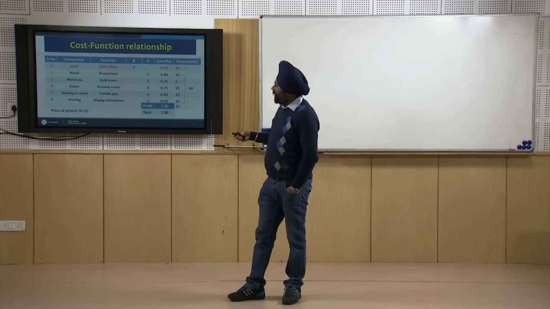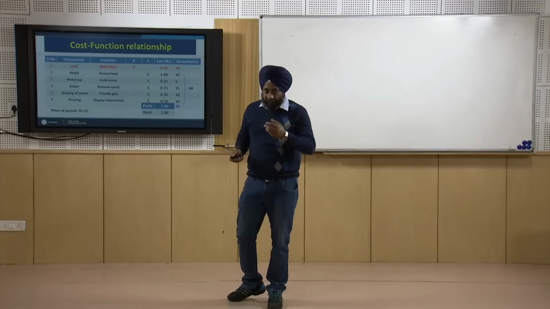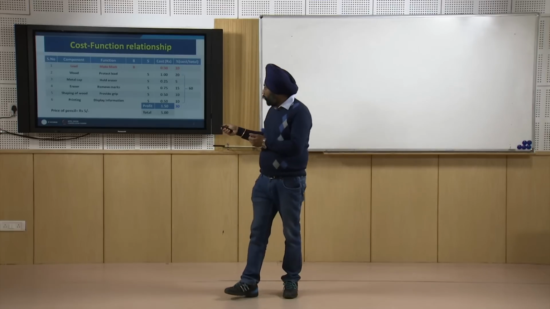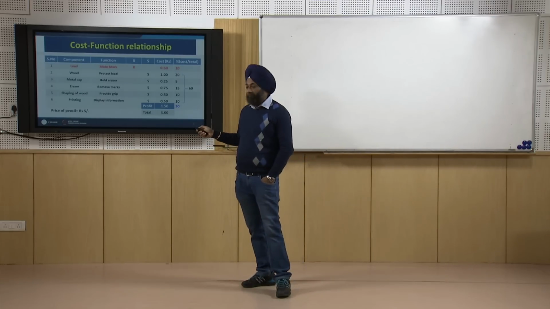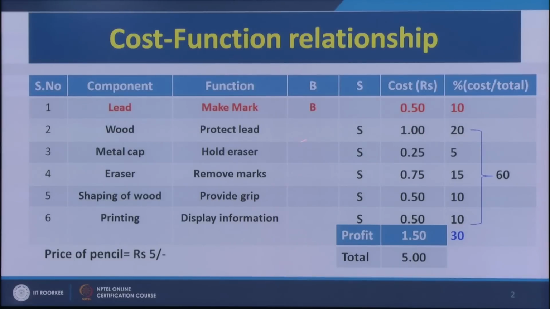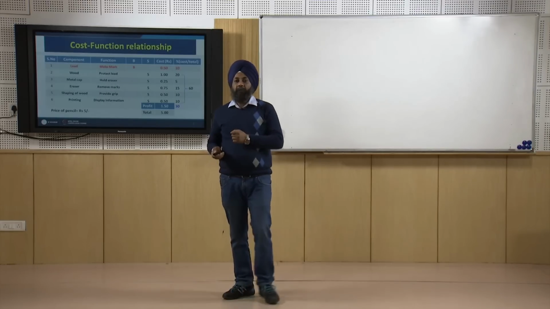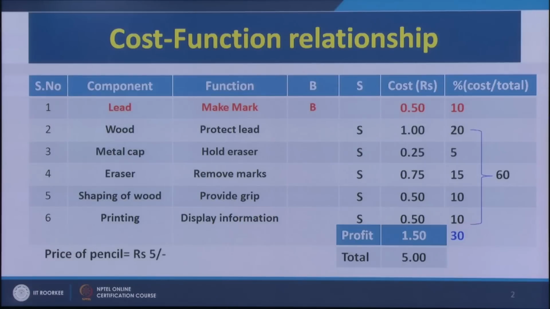So here you can see, even for the processes as well as for the materials, we have a 2 word definition: make marks; protect lead; hold eraser; remove marks; provide grip and display information. So if you take a pencil and just look at it for 5 minutes, you will be able to relate to all these aspects. The lead is the main component which is used for making marks. Wood is used for protecting the lead. Metal cap is used for holding the eraser. Sometimes you will have an eraser at the back side of the pencil which is held by a metal cap. Then there is an eraser which is used to remove the marks.